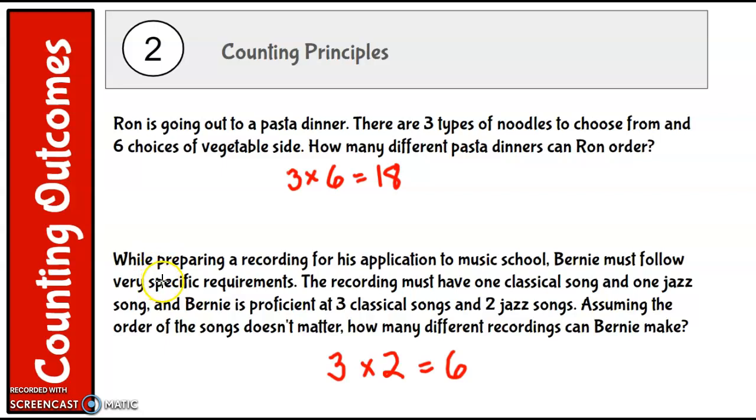Again, we are selecting one thing from 2 different groups. We just multiply how many options we have from each group, how many outcomes can occur from each group. That's going to be the total number of outcomes.